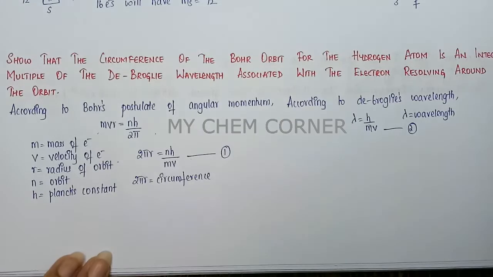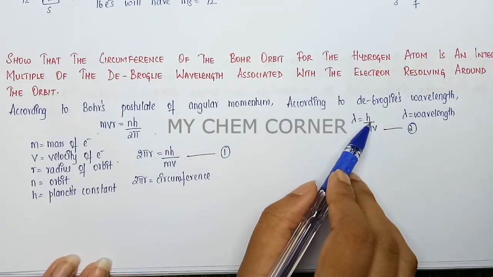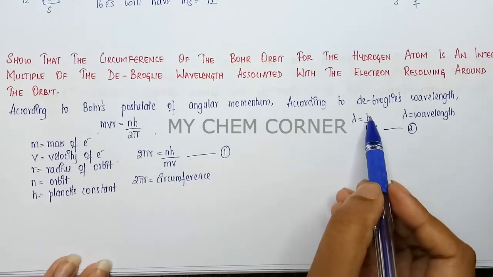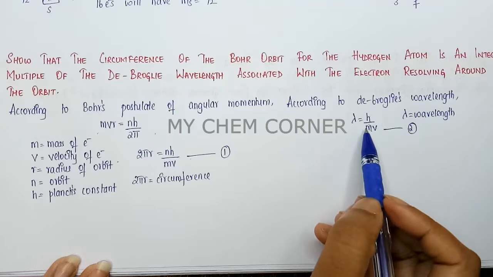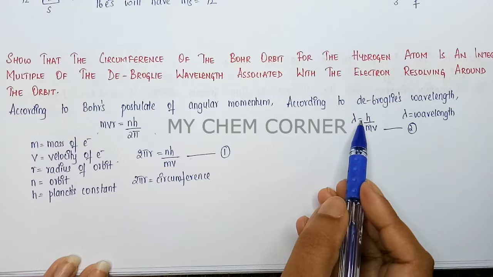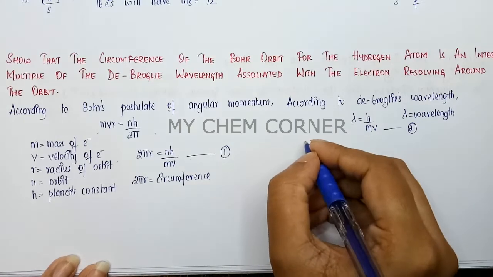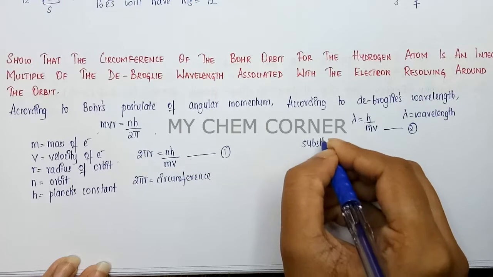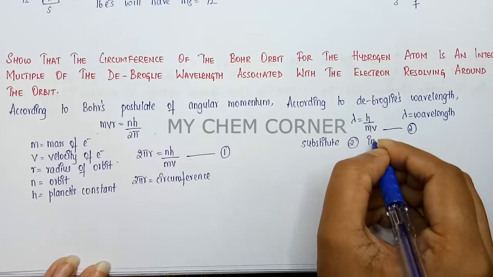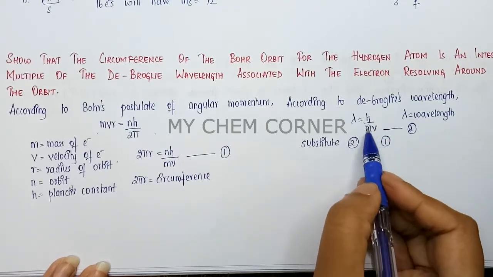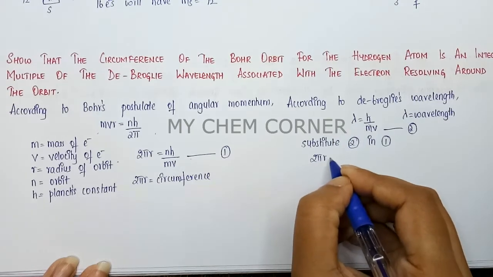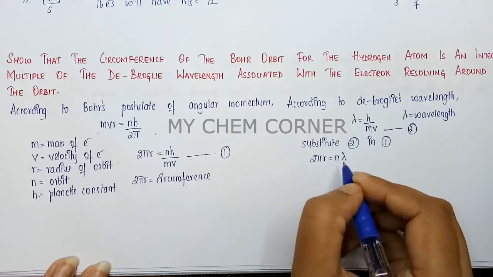Now what I'm going to do is I'm going to compare equation 1 and equation 2. When I compare equation 1 and equation 2, what is common? h by mv is common. So leaving that aside, I'm going to equate equation 1 and equation 2. So here I'm going to substitute equation 2 in equation 1. So wherever I have h by mv over here, I'm just going to put lambda. So there I will get 2 pi r is equal to n lambda.